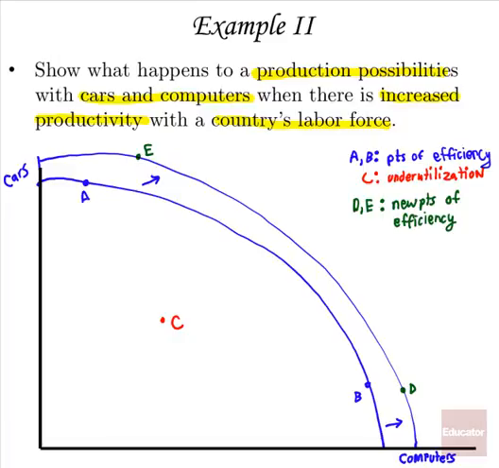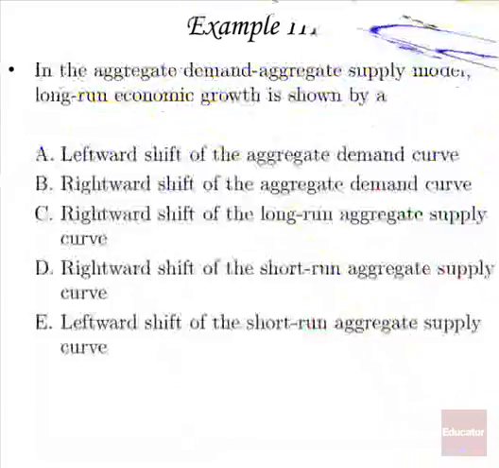And just for the heck of it, let's create an F here. So F is an impossible point, because by definition, these are points of efficiency. So F is impossible unless there's trade, unless there is specialization and trade, which there is in an economy. We are able to consume more and more because countries specialize and trade. Okay, let's go ahead and go to example number 3.